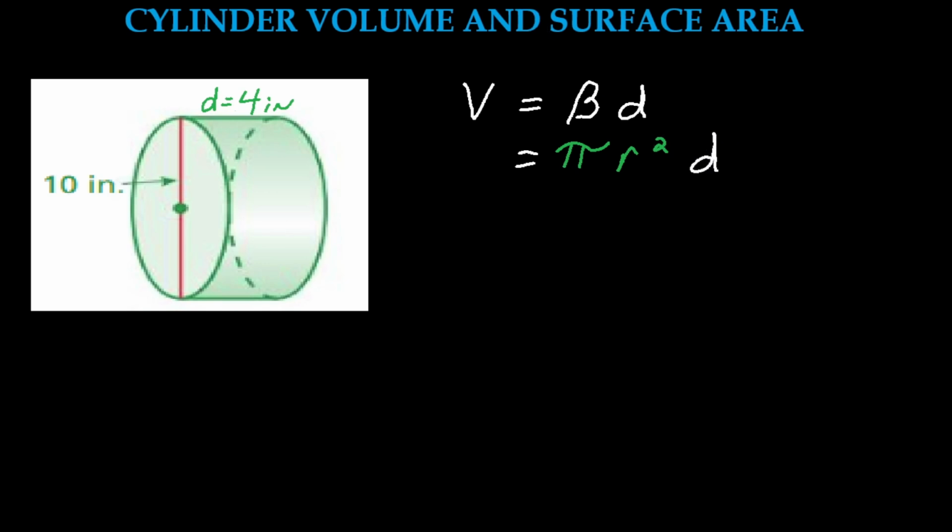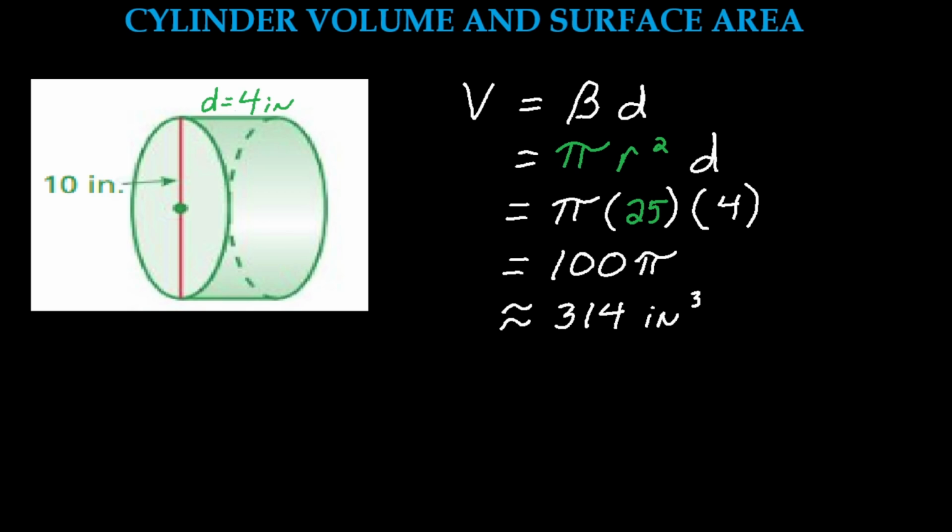Now we simply plug in the values. So we'll get pi times 5 squared times 4. 5 squared is 25. And 4 times 25 gives us 100. So our answer is 100 pi, which works out to about 314 inches cubed, 314.15.